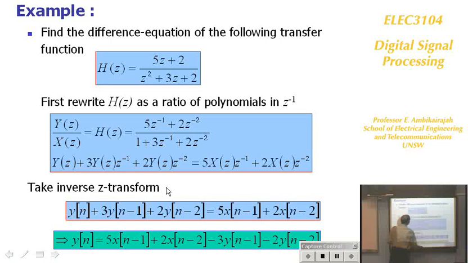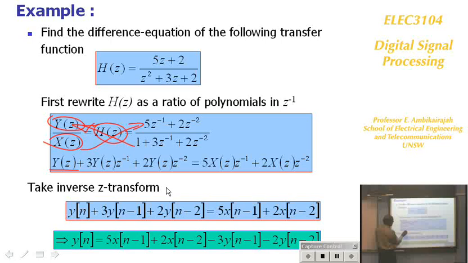It's in the correct form. Now how do you find the difference equation? You say H(z) is equal to that. Now you do cross multiplication there and there. When you do that, you get Y(z) times 3z times that is equal to this.